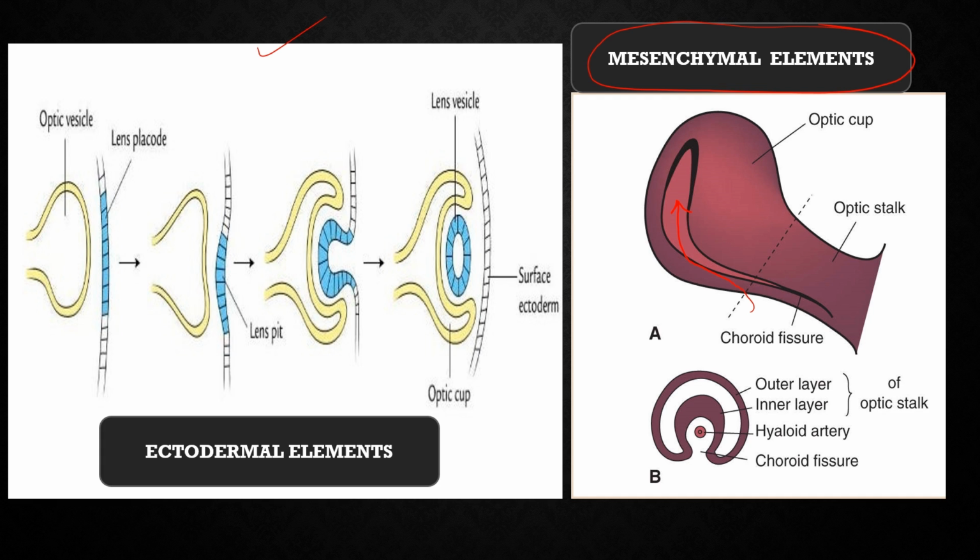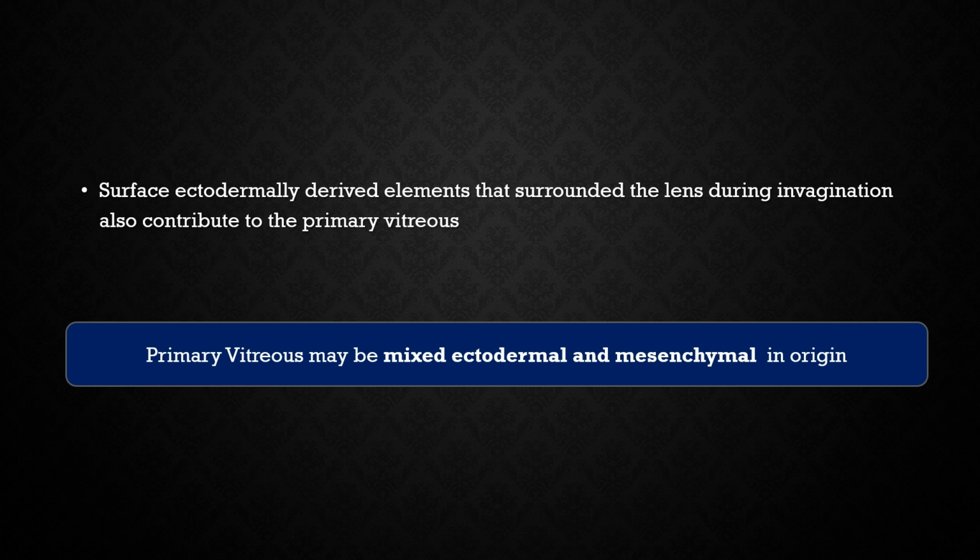From the first diagram, you can see that here we have the surface ectoderm, and the surface ectoderm thickens at a location where the optic vesicle approaches it, and that forms the lens placode, and ultimately the lens placode is going to form this lens pit and ultimately the lens vesicle. Now, as the lens vesicle gets pinched off from the surface ectoderm, some of the cells of the surface ectoderm will also get pinched off and they will move behind the lens, and ultimately they will lead to the formation of the primary vitreous. And therefore, we can say that the primary vitreous actually has a mixed origin. It is partly ectodermal in origin and partly mesenchymal in origin.